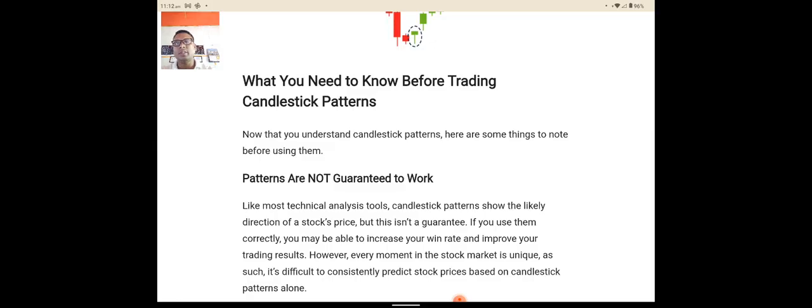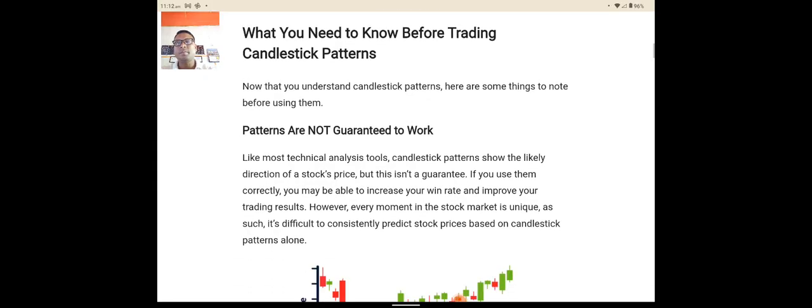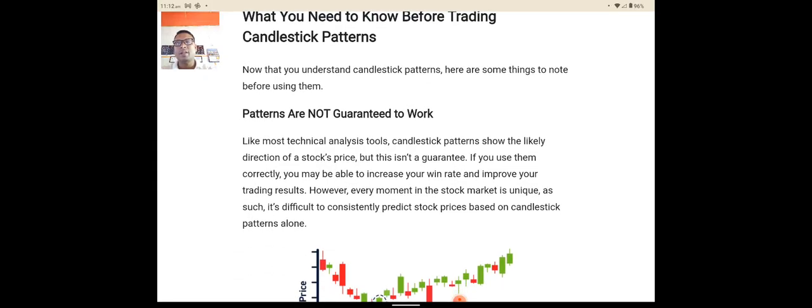Now that you understand candlestick patterns, here are some things to note before using them. Patterns are not guaranteed to work.